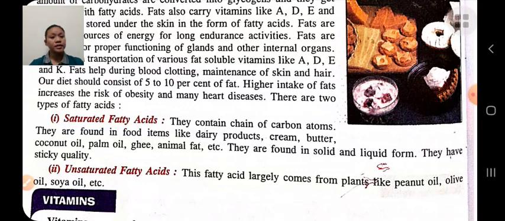Saturated fat contains a chain of carbon atoms. Saturated fats are found in food items like dairy products, cream, butter, coconut oil, palm oil, ghee, animal fat, etc. They are found in solid and liquid form and have a sticky quality. Unsaturated fats, these fatty acids, largely come from plants like peanut oil, olive oil, soya oil, etc.